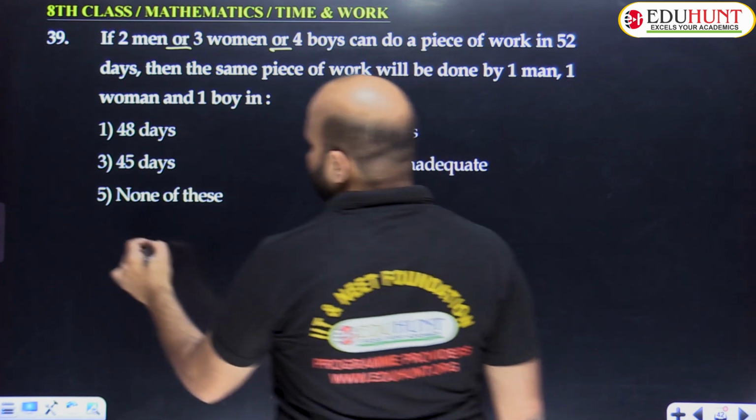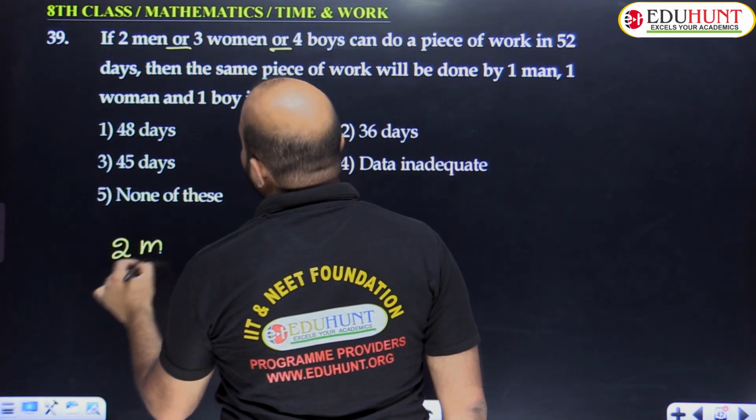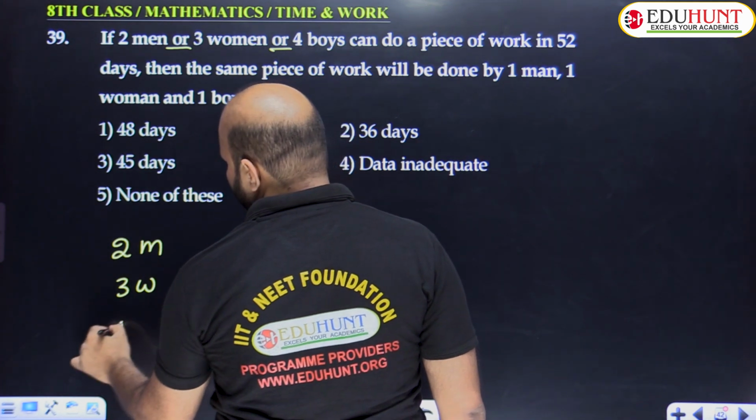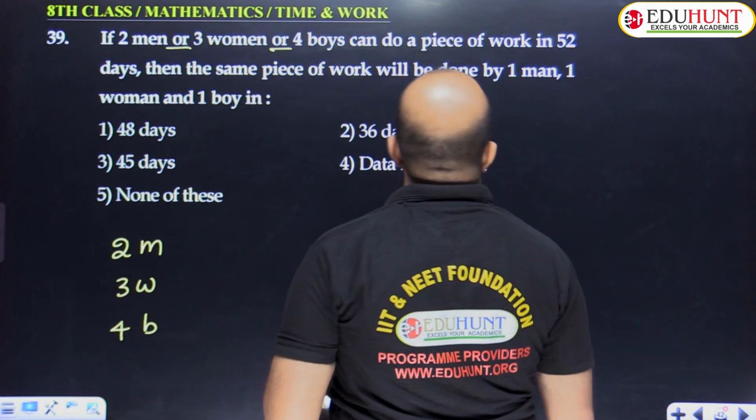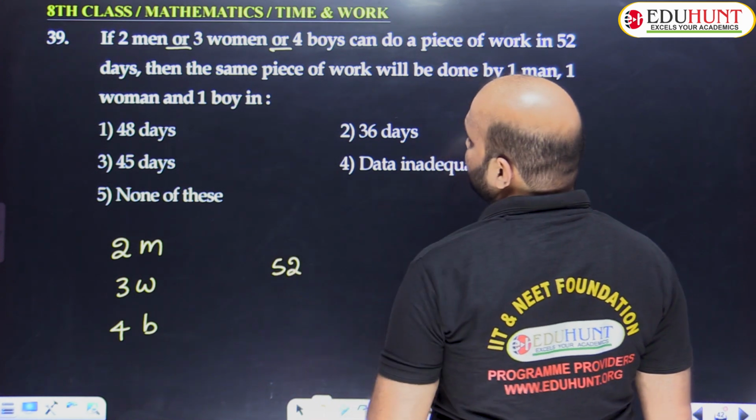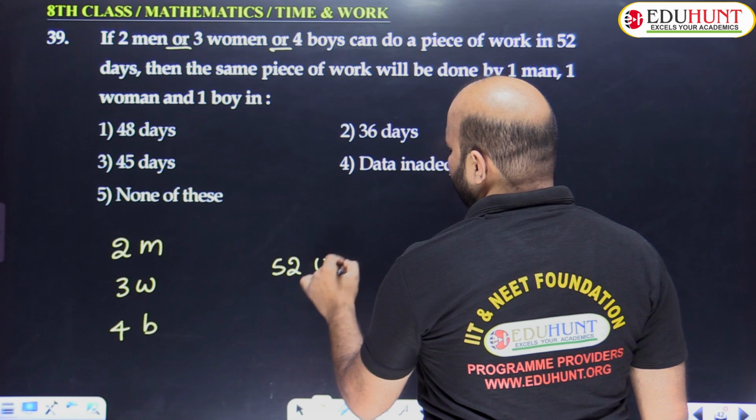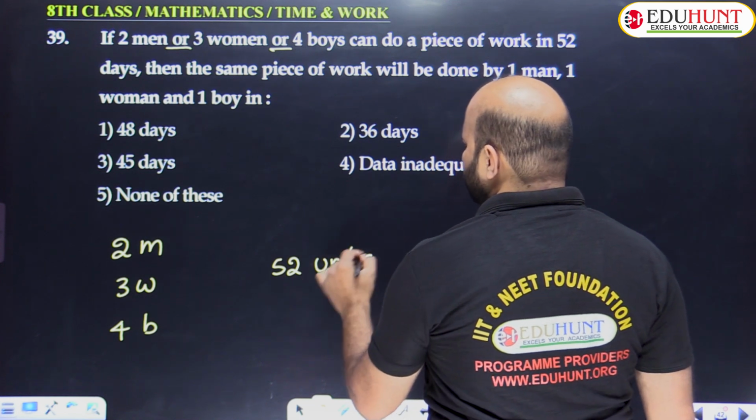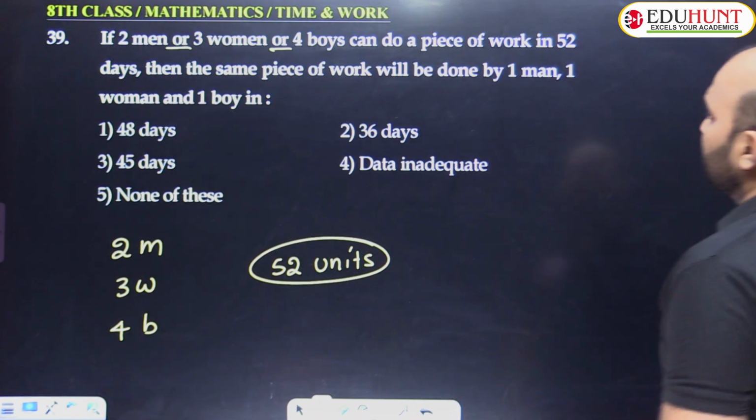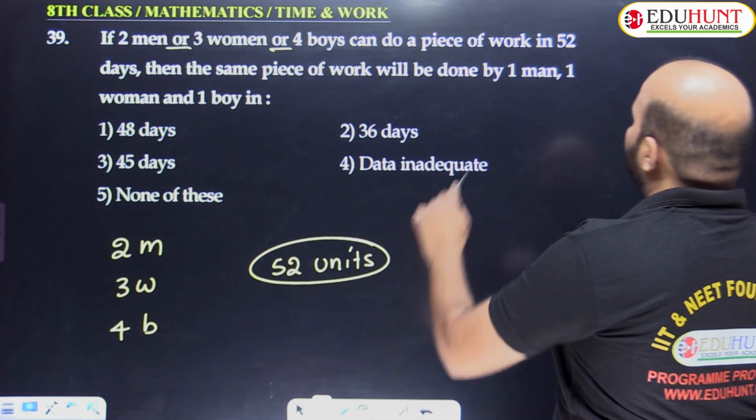So what I have taken first: 2 men or 3 women or 4 boys can do a piece of work in 52 days. So let me take the total work as 52 units. That is the total work. So 2 men complete the work in how many days? 2 men complete the work in 52 days.